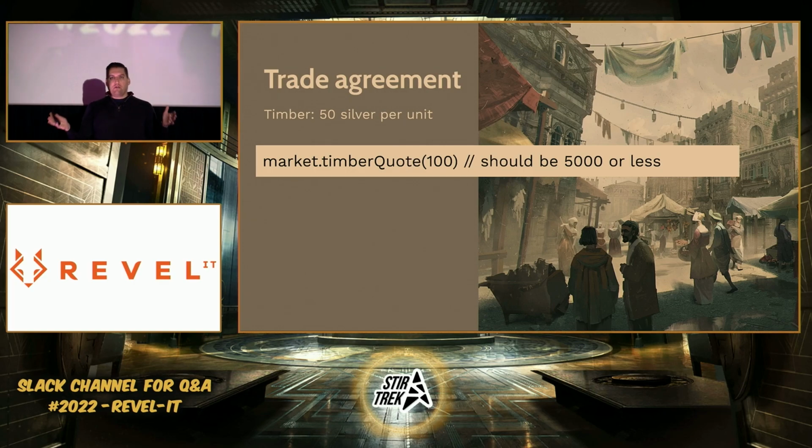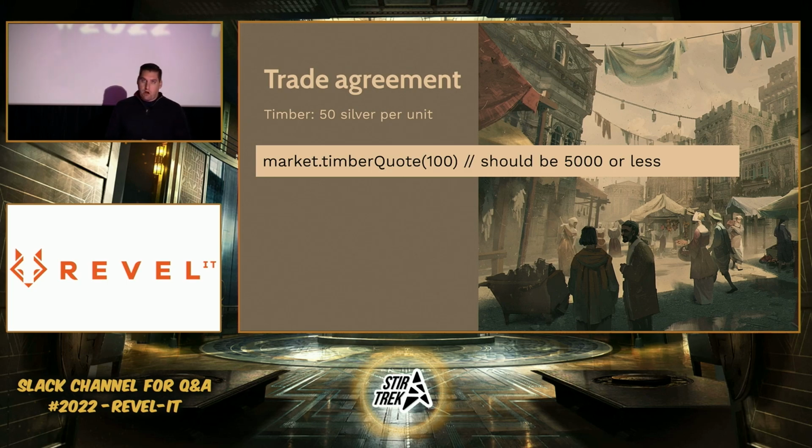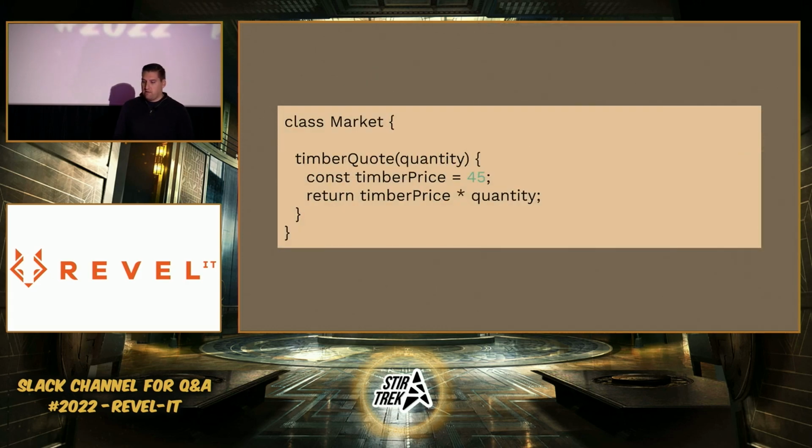As a reminder, there's a trade agreement in place now between the king and Lord Pure Function, where the king's merchants can go to the market and they'll get a special rate on timber, right? The merchants there are not allowed to charge more than 50 silver coins per unit of timber to our merchants. So our job here is to just make sure that the merchants are abiding by the terms of that trade agreement. So if we ask for a quote on timber for, let's say, 100 units of timber, we should get a quote of 5,000 silver coins or less, right? If they want to give us a deal, they can do that, but it shouldn't exceed 5,000.